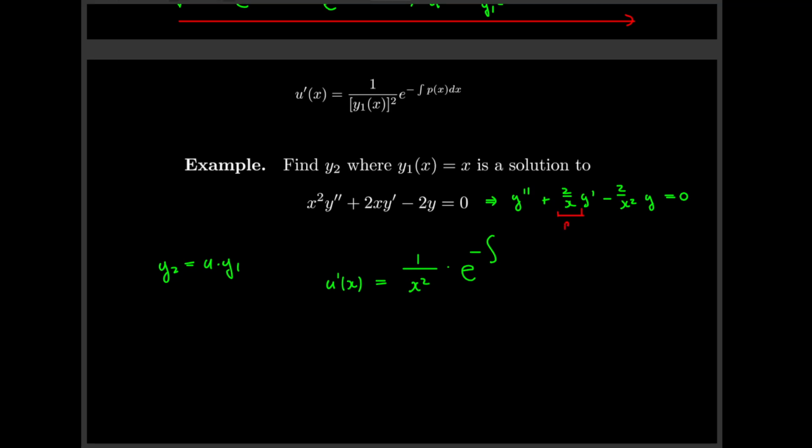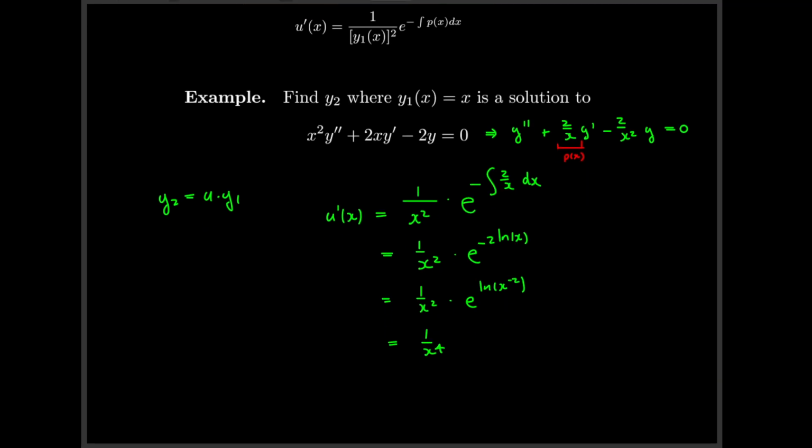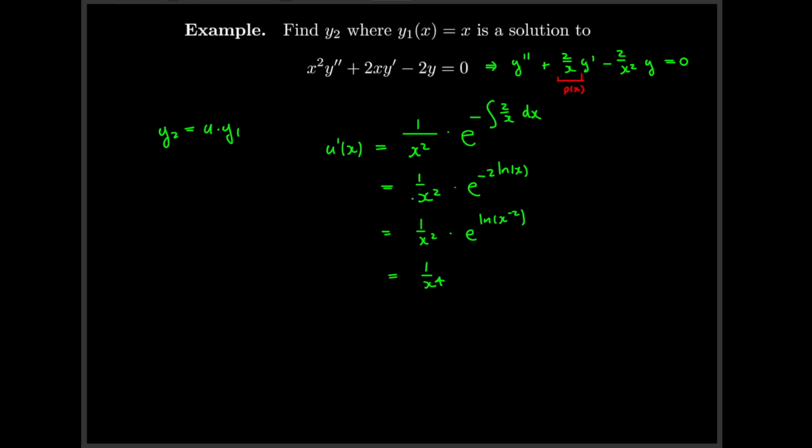Here it is. Okay. So p of x is just going to be 2 over x. We put the 2 over x here, dx, and we can solve this. So we get 1 over x squared times e to the negative 2 ln x. And so here you'll see this just simplifies nicely to e to the ln of x to the negative 2. And this here is just 1 over x to the 4. Okay. So that's what u prime is.